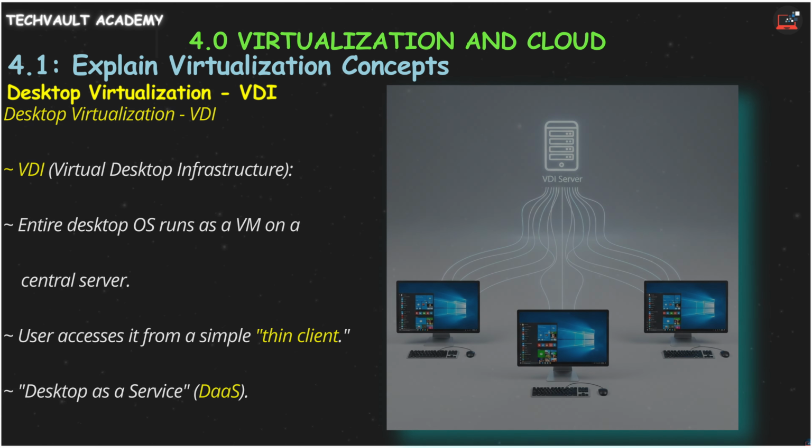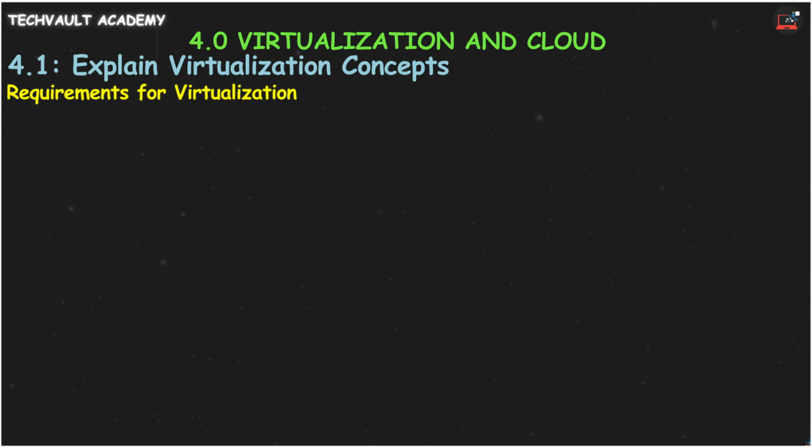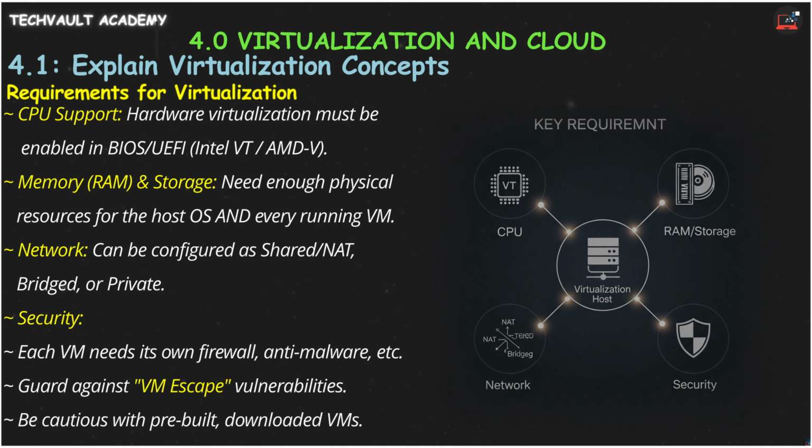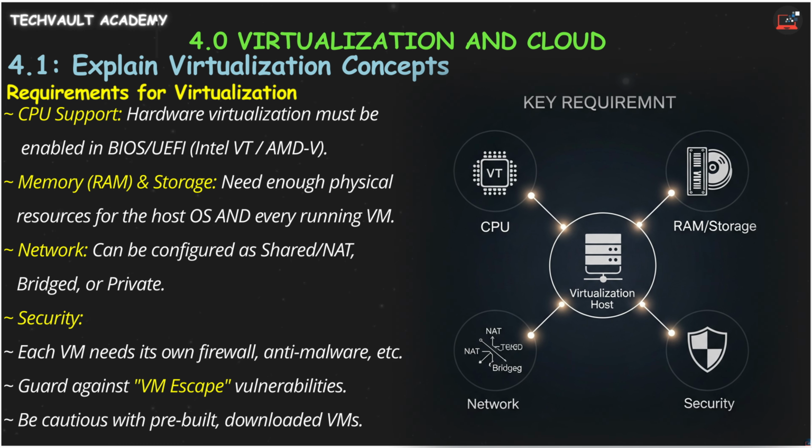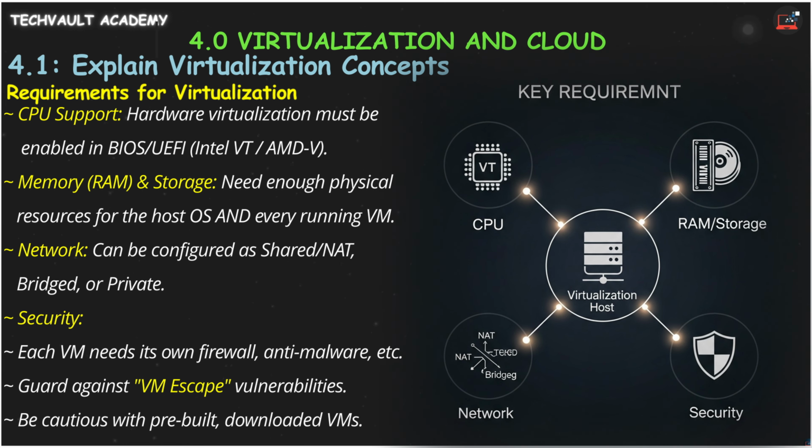Of course, running all this requires some key requirements. You need enough physical RAM and storage for your host OS and for every VM you want to run simultaneously. Your CPU also needs hardware support, like Intel VT or AMD-V enabled in the BIOS UEFI. And security is critical. Each VM needs its own firewall and anti-malware, just like a physical computer. You also have to guard against a rare threat called VM escape, where malware could potentially break out of a VM and affect the host.